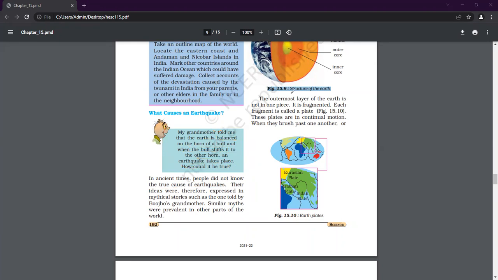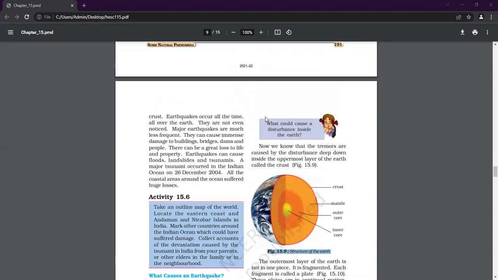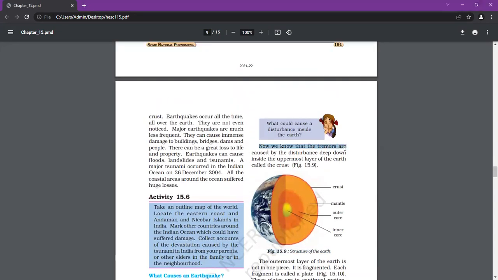Now we know that the tremors are caused by a disturbance deep down inside the uppermost layer of the earth called the crust. So for all the tremors, that is, all the earthquakes that we see, the main reason is that there is a disturbance deep down in the crust. The crust is the layer of the earth, and somewhere deep down in it a disturbance is created. Due to that disturbance only we see the earthquake.